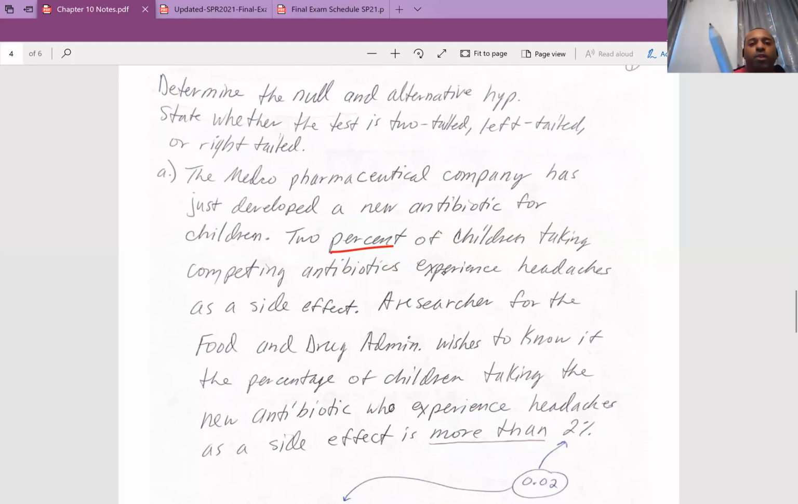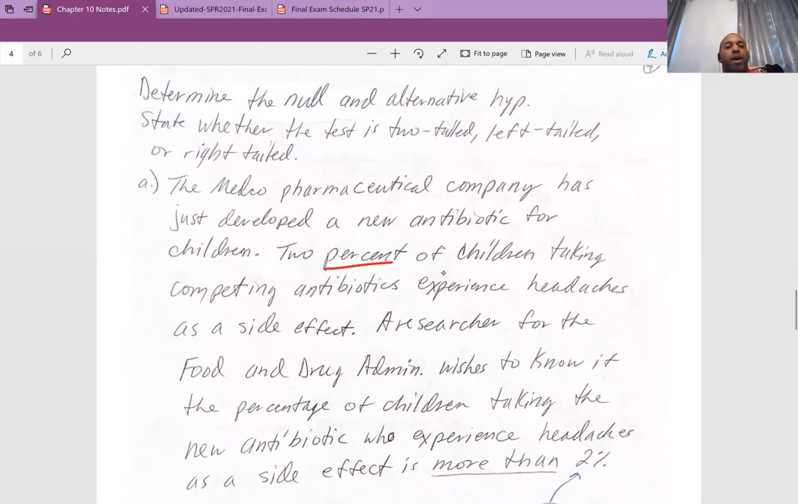All right. So here, determine the null and alternative hypothesis. State whether the test is two-tailed, left-tailed, or right-tailed. And so for the first one, we have the Medco pharmaceutical company has just developed a new antibiotic for children. 2% of children taking competing antibiotics experience headaches as a side effect. A researcher for the Food and Drug Administration wishes to know if the percentage of children taking the new antibiotic who experience headaches as a side effect is more than 2%. So, like I said, I'll give you a chance to write that, and then we'll go ahead and establish what our null and alternative hypotheses are.